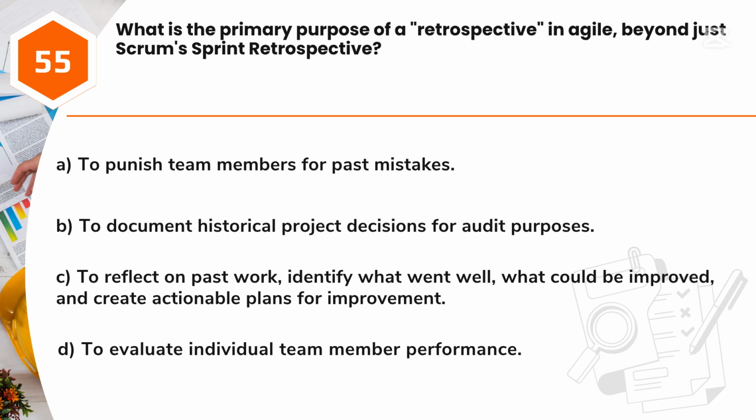Question 55. What is the primary purpose of a retrospective in Agile, beyond just Scrum's sprint retrospective? A. To punish team members for past mistakes. B. To document historical project decisions for audit purposes. C. To reflect on past work, identify what went well, what could be improved, and create actionable plans for improvement. D. To evaluate individual team member performance.